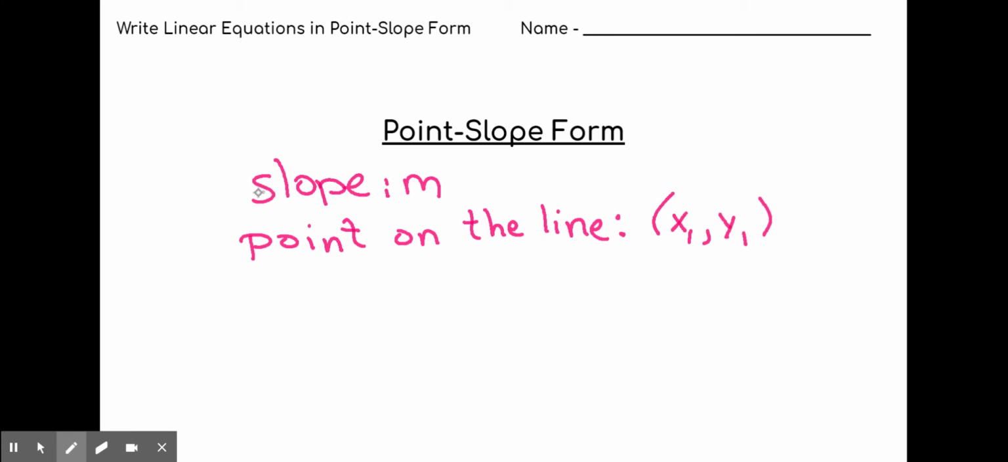Hopefully, you knew that for point slope form, we need a point on the line, and we call that point x sub 1, y sub 1. And we also need the slope of the line, and we use m for the slope. Okay, so now I want you to tell me what is point slope form using this point, x sub 1, y sub 1, and this slope, m. What is point slope form?